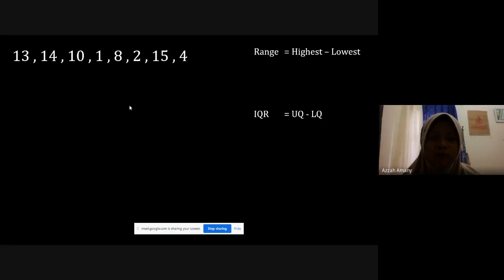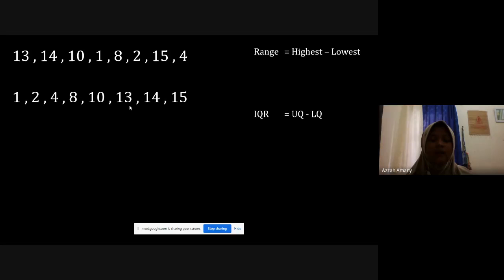If we have a set of data right over here, the first thing to do is sort the values from the lowest to the highest, like this. So the lowest value is 1 and the highest value is 15. The range is highest minus lowest, so the range is 15 minus 1 equals 14. The next step is to find the interquartile range.